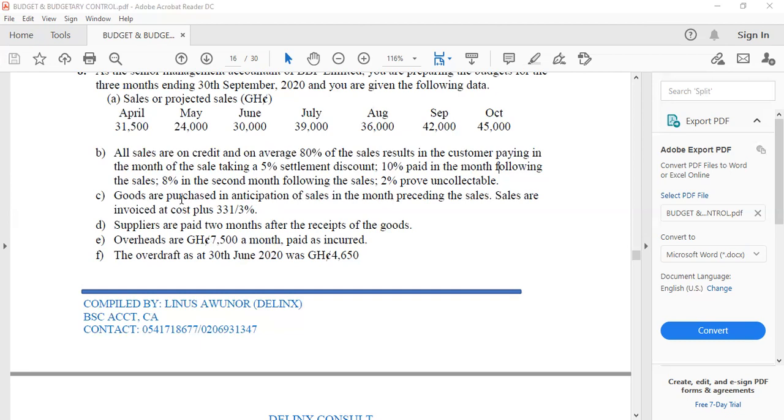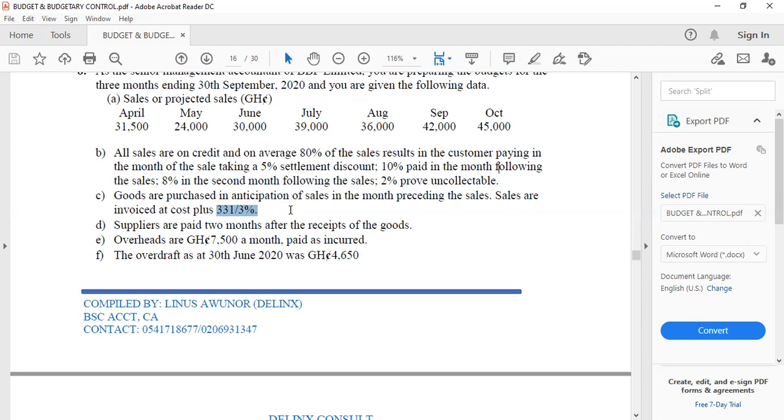Okay. Goods are purchased in anticipation of sales in the month preceding the sale. Sales are invoiced at cost price plus 33 1/3%. So this is markup, but we are given sales value. So what we have to do is change it to what? Margin. If you are changing this to margin, what will be the answer? 25%. Yeah, 25%.